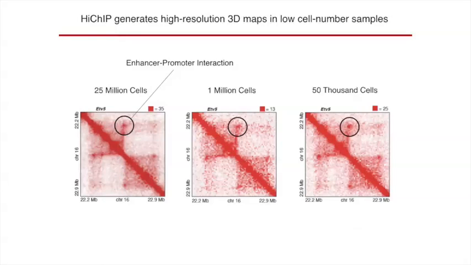Okay, so can we now actually take this to patient samples? This was the original goal of the method. What I'm showing you here is essentially raw HiChIP data from 3 starting cell pools: 25 million cells, 1 million cells, or 50,000 cells. This is still done in cell lines.